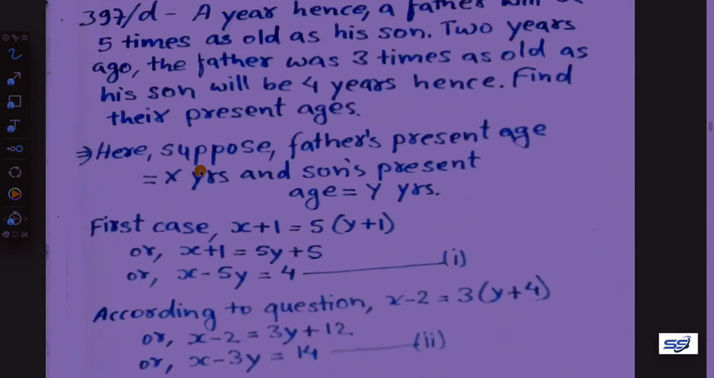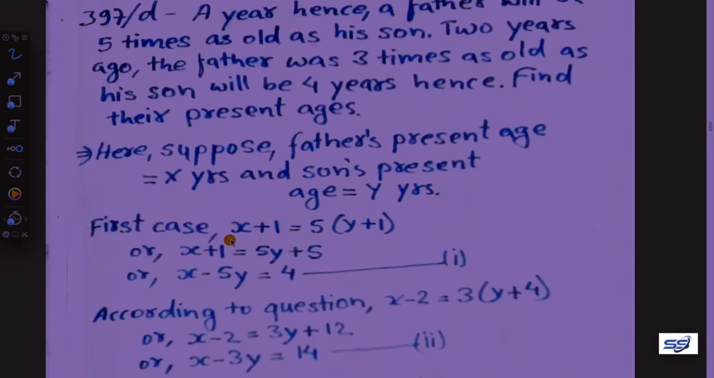We should suppose. Here, suppose father's present age equal x years and son's present age equal y years. It means we assume that the present age of father is x years and the present age of son is y years. From these two assumptions, we should make our equations as per the conditions given in our question.